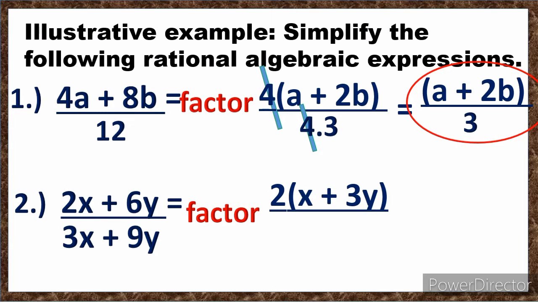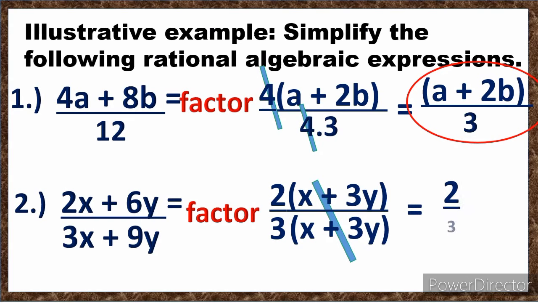All over, the common factor of 3 and 9 is 3. So we factor out 3, and 3x divided by 3 is equal to x. Then 9y divided by 3 equals 3y. And then we cancel out the common, which is x plus 3y. The answer now is 2 over 3.